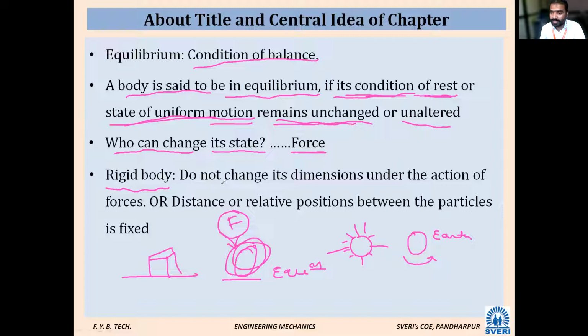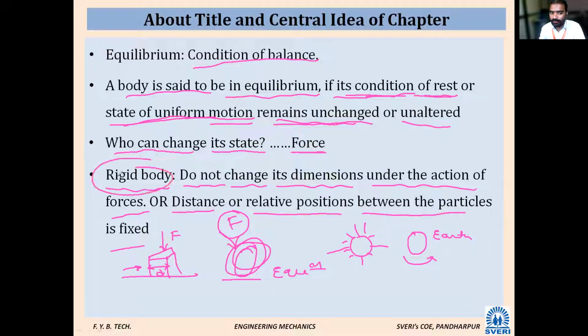Then what is a rigid body? You have studied this in the first chapter. A rigid body is a body which does not change its dimensions under the action of forces. So after applying force on it, it should not change its dimensions, or the distance, or the relative position between two particles is fixed. See, the distance between these two points is d. If you apply force, it should not change. Then the body is called a rigid body. So what is the title of this chapter? Equilibrium of rigid bodies. We are studying equilibrium of rigid bodies.